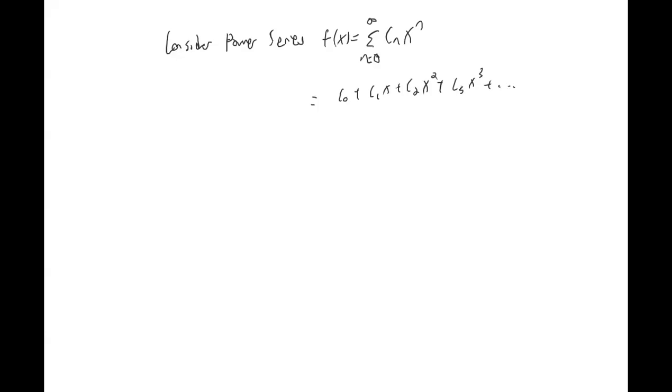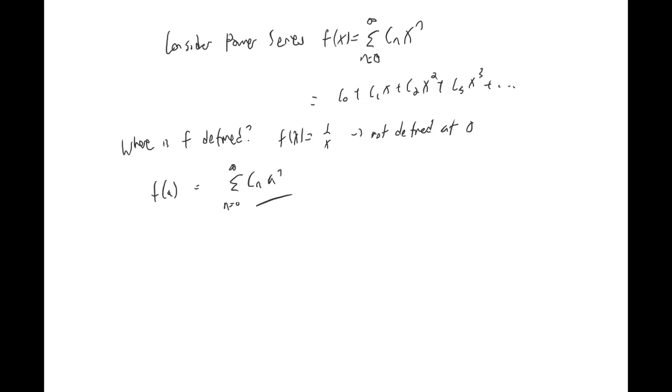So one question to ask is, where is f defined? In other words, if I plug something in, do I get a number? Like here, 1 over x is not defined at 0, because I don't get a number if I plug it in. It doesn't send 0 to a specific number. So what it means to converge is this: f of a is defined at a, meaning this thing is a number, which in particular just means this thing converges. So wherever this thing converges means f is defined there. So convergence means f defined at a.